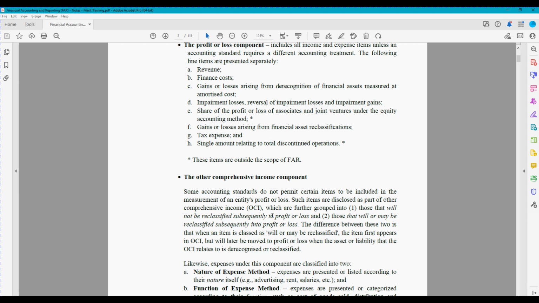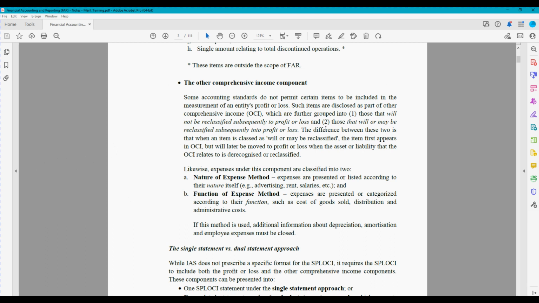The first one is whether or not they're going to be reclassified to P&L at a later date. So depending on the accounting standards for each item, they may never be reclassified to profit and loss because of the nature of the item, or there is a chance that they may be classified back into profit and loss. And we'll cover this in more detail later on.